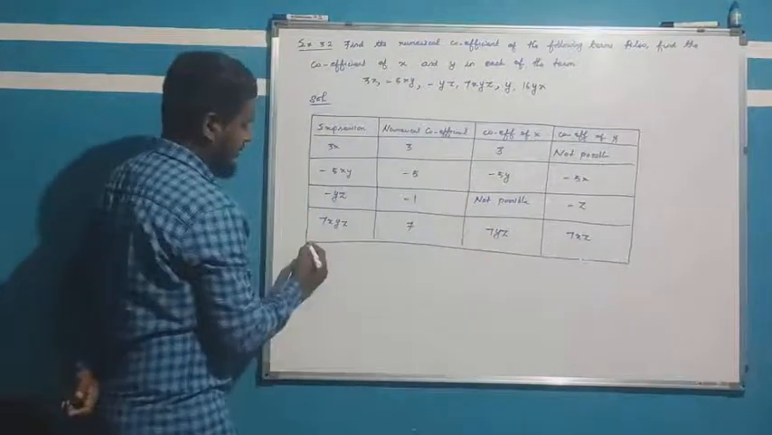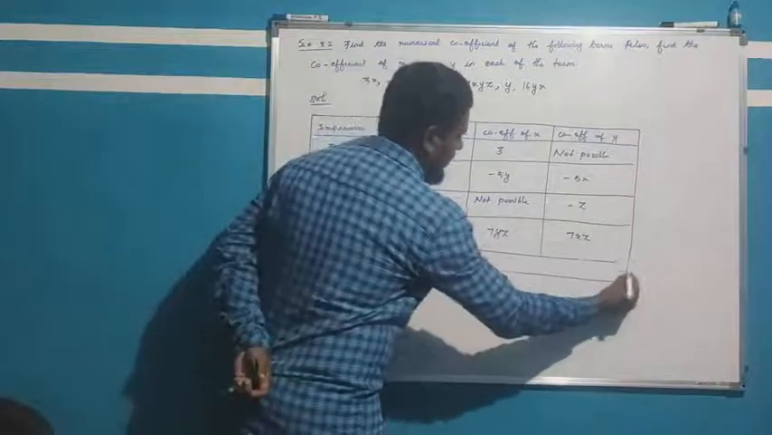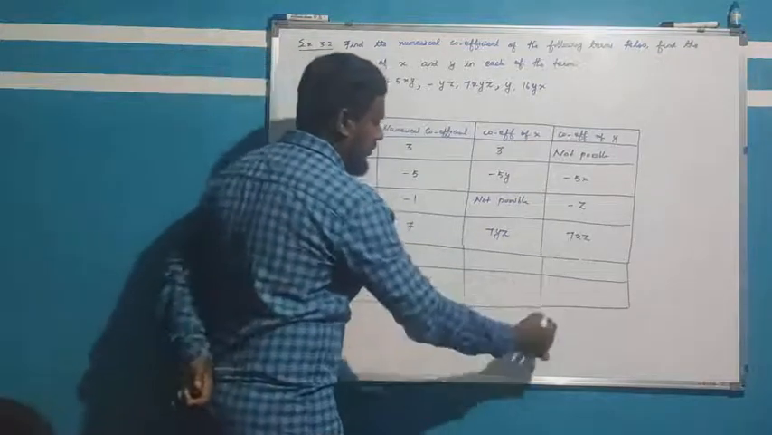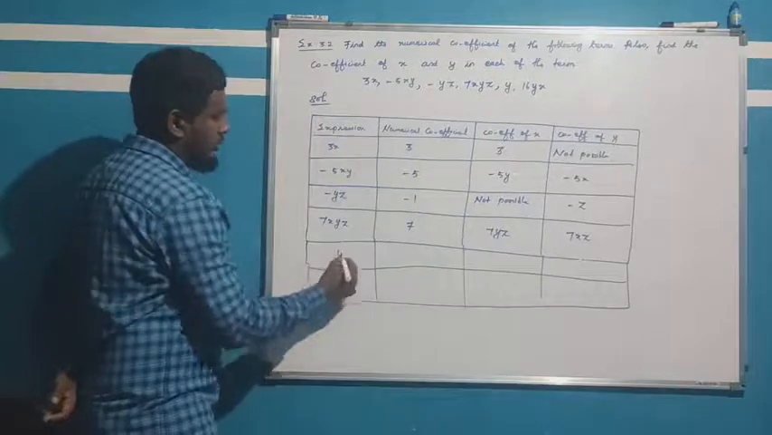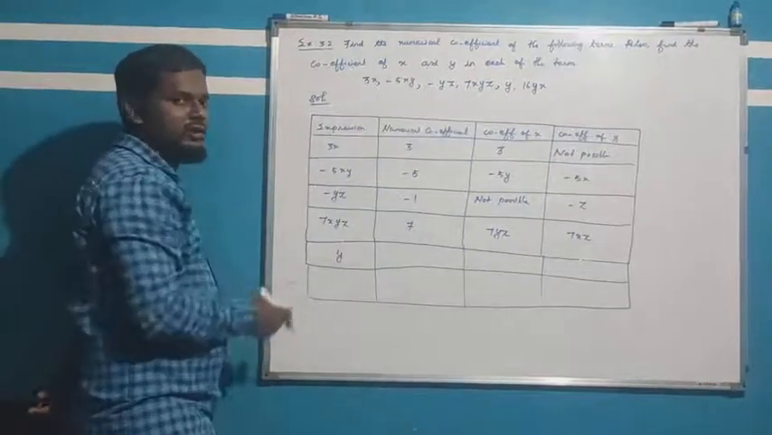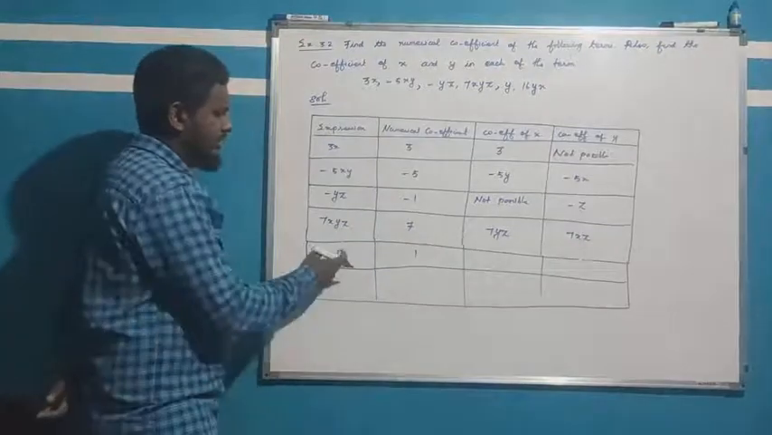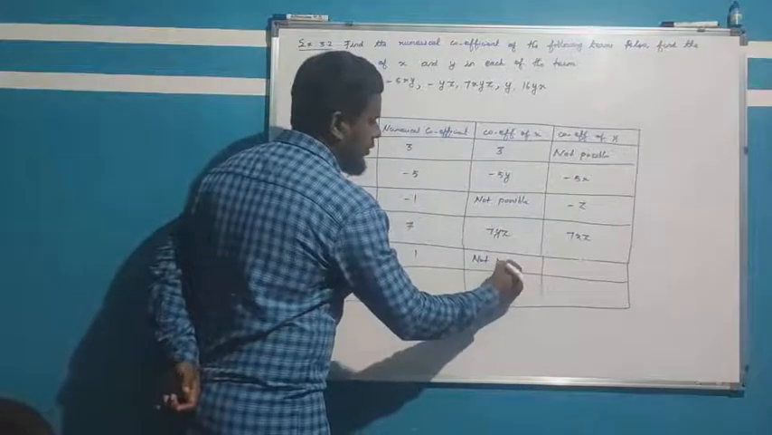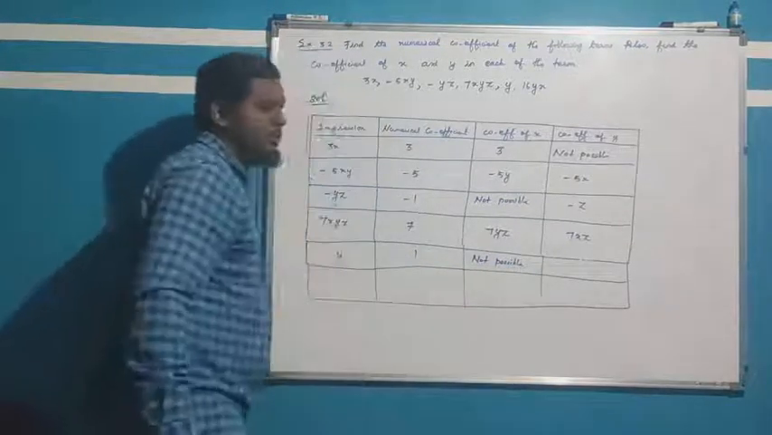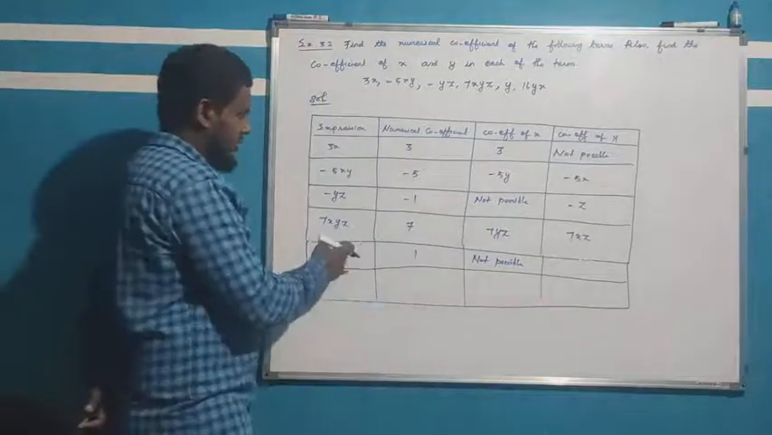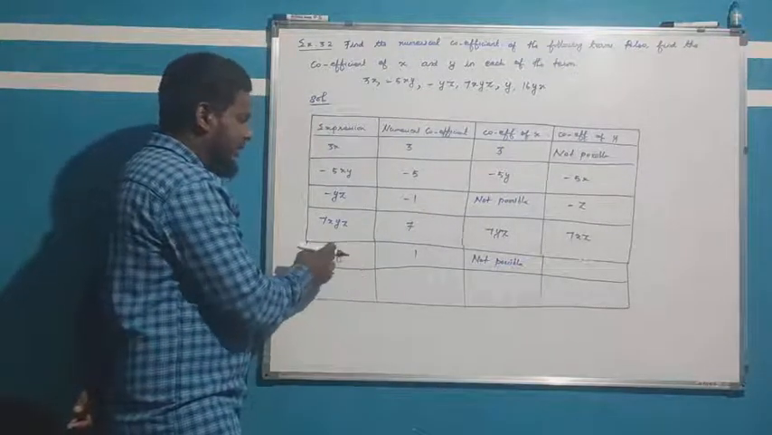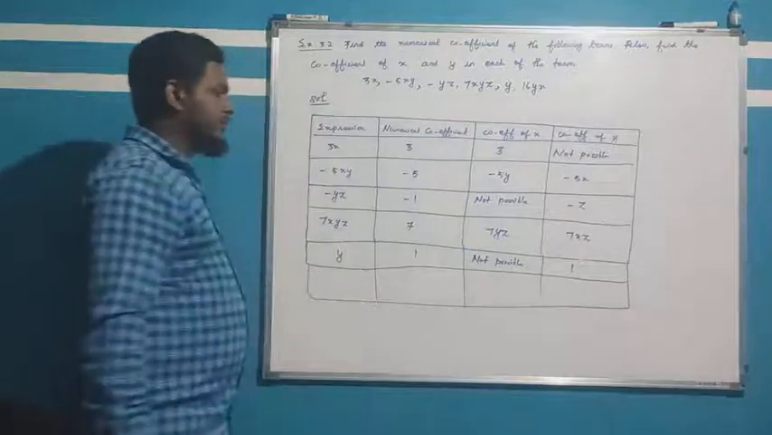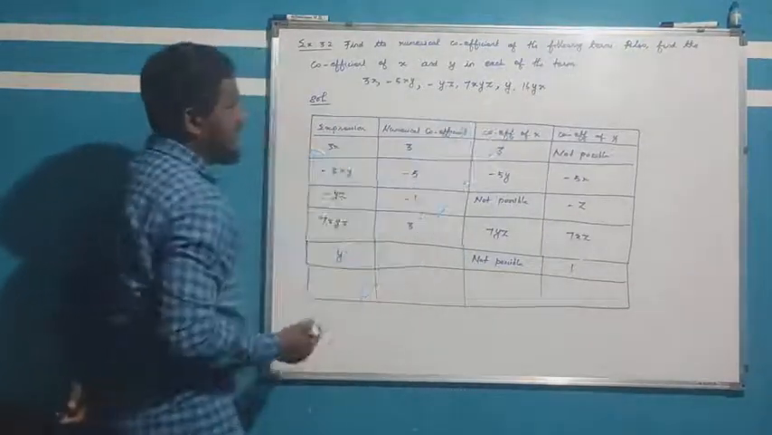Next you have to take the term y. Here also there is an imaginary 1, so 1 is the numerical coefficient. Then the coefficient of x is not possible because the x variable is not there. So it is not possible to find the coefficient of x. Then the coefficient of y: the product is the imaginary 1 there.